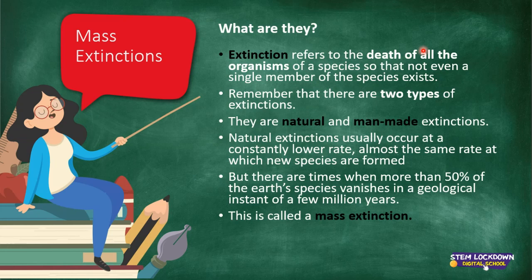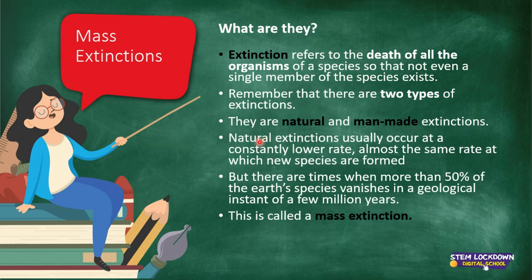So mass extinctions. An extinction refers to the death of all the organisms of a species so that not even a single member of the species exists. Remember that there are two types of extinctions, natural extinction and man-made extinction. I'm sure you are familiar with this because I believe all of us are part of the man-made extinctions that are currently happening now, but we'll get onto it.